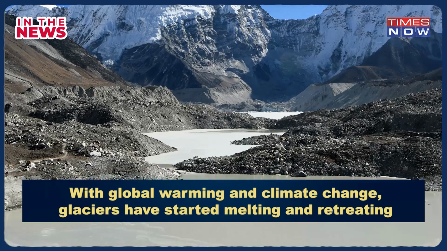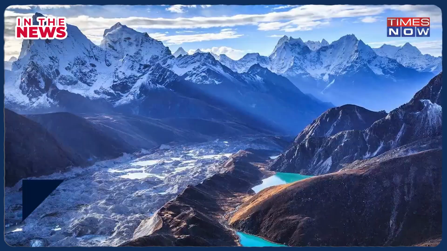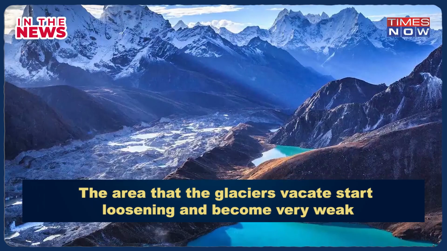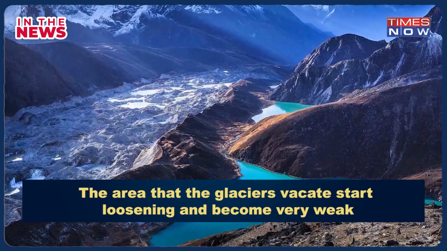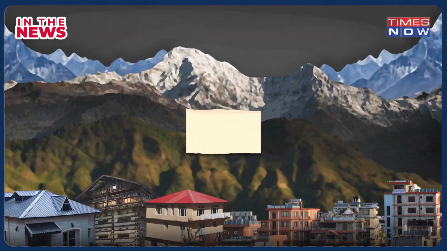And with global warming and with the weather changes, they've started melting and retreating. So what happens is, and scientific evidence proves, that the area they're vacating is very weak, and all those rocks and the debris, when the glaciers move, that rock material, that area which has been vacated, starts loosening and also starts causing these stone falls, and so much more debris comes in terms of stone with the river.